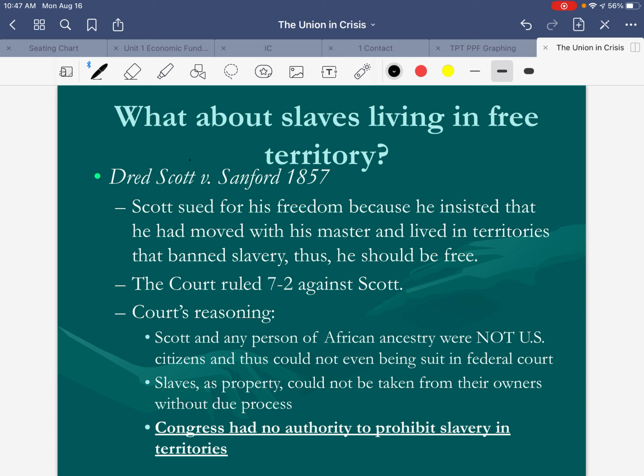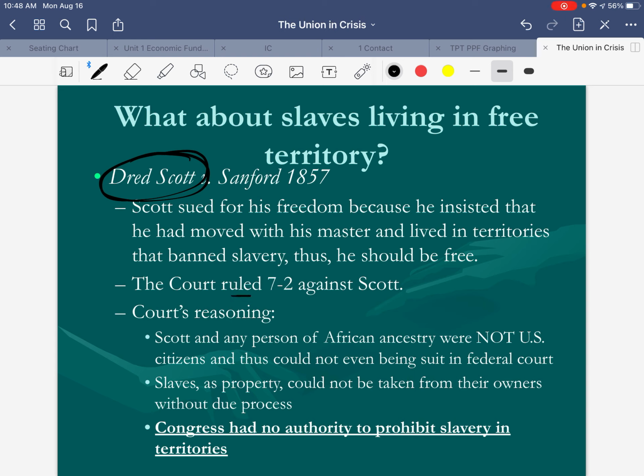So Dred Scott, he is a slave. He sued for his freedom. He went to the government and said, "I'm suing this person, my former master." It was a family, and the husband had died, and it was the wife. He said that he had moved with his master and lived in free areas where slavery wasn't allowed, and thus he should have been freed. So he was saying, "I'm free because my master took me to a free area. I shouldn't have been enslaved anymore."